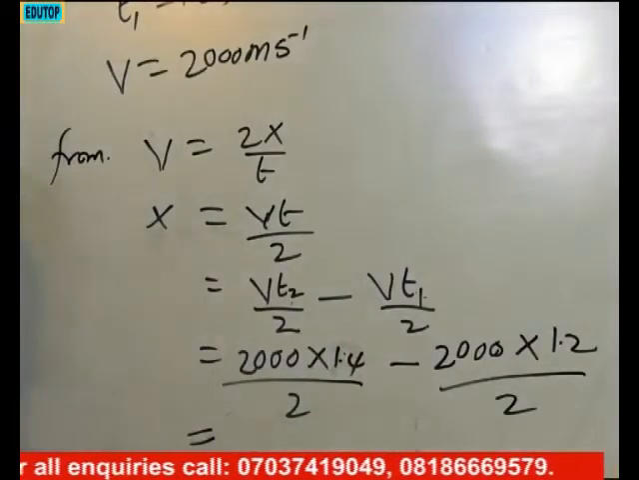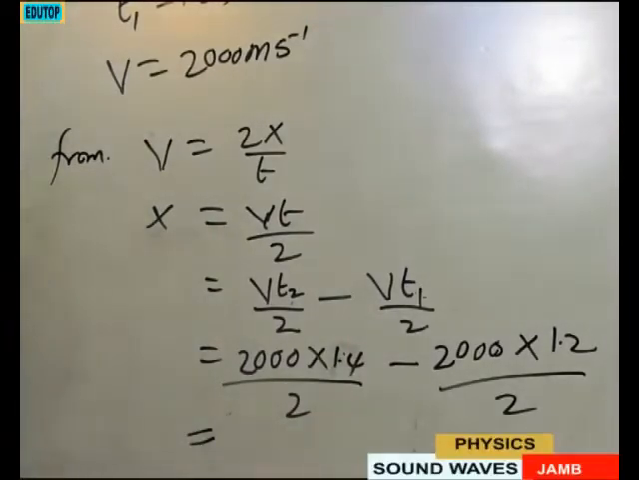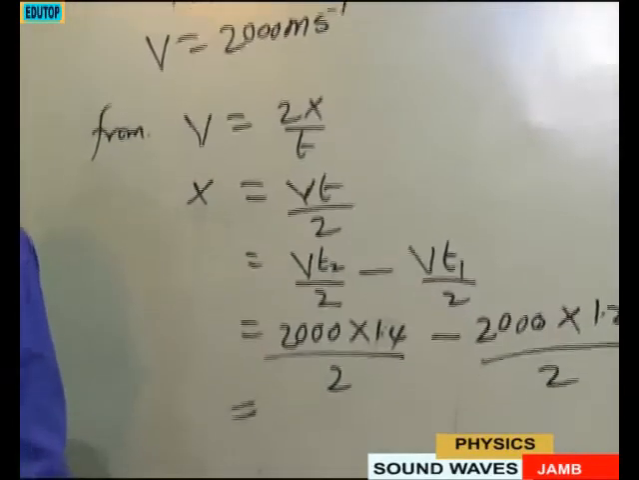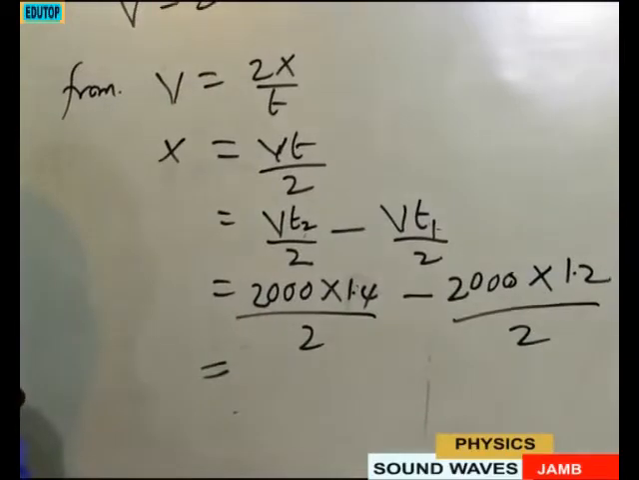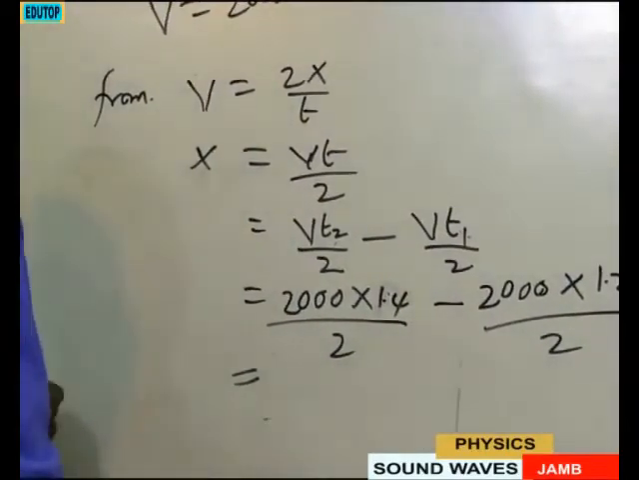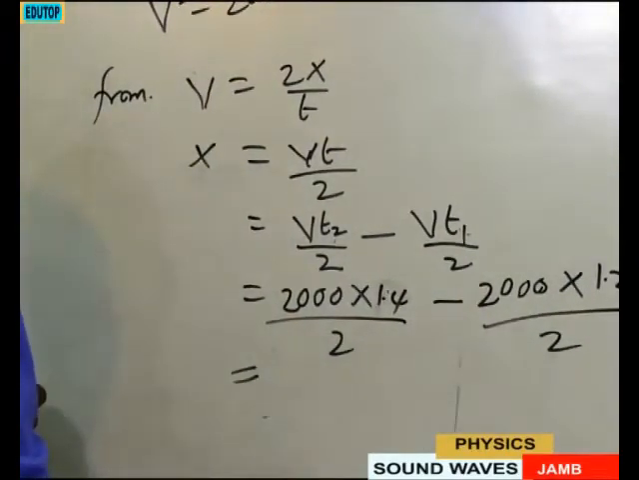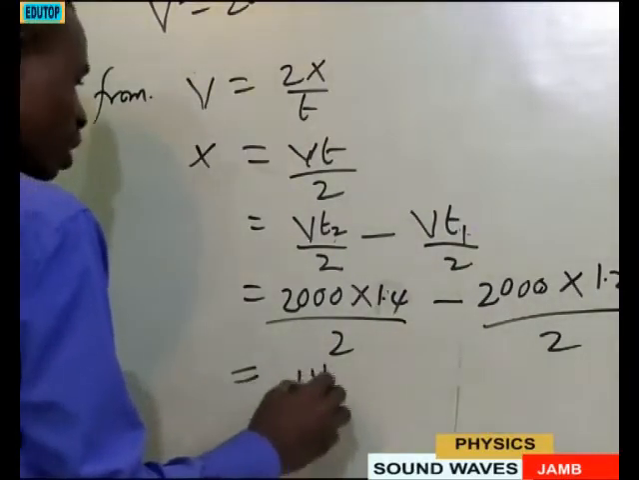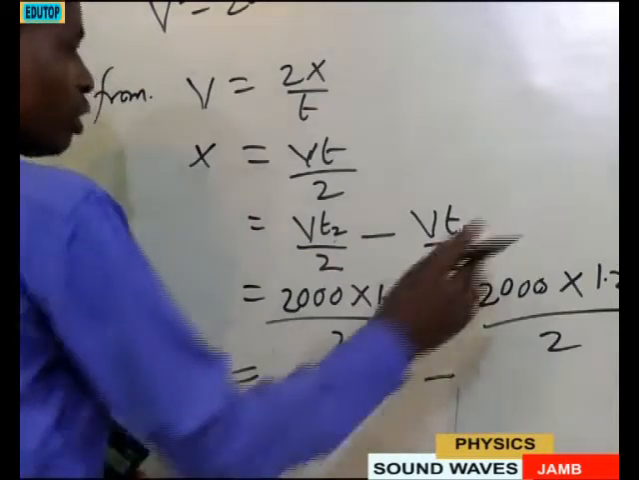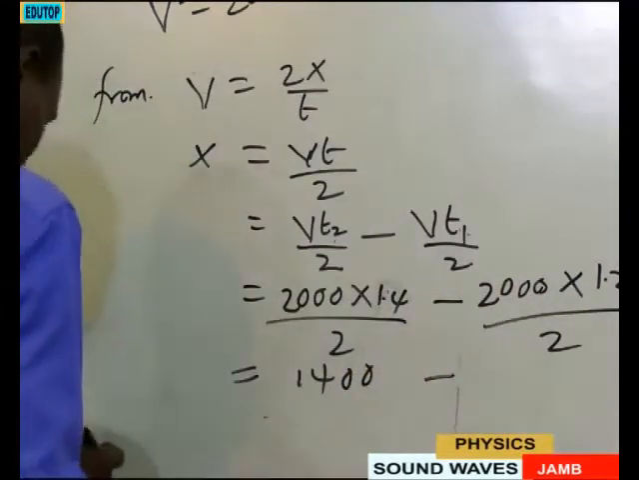So let's try and do it one by one. We are going to have 2000 times 1.4, and that will give us 2800. We can divide it by 2 straight away. We are going to have 1400 minus, what will be the value of this?